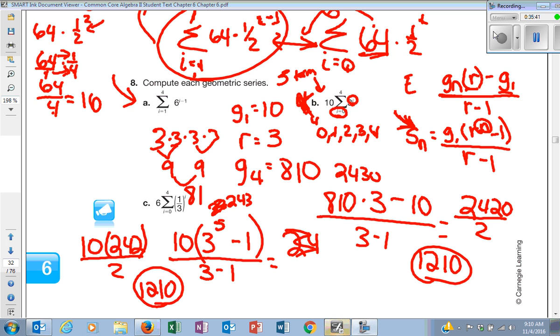So please make sure you try both of those. I would like you to try A for homework and C for homework.